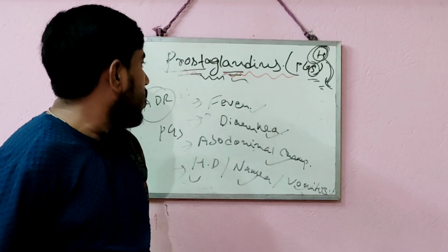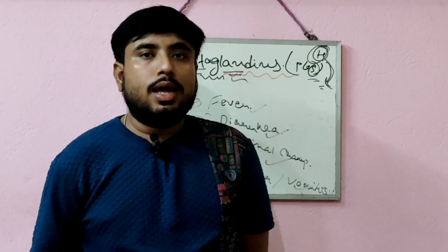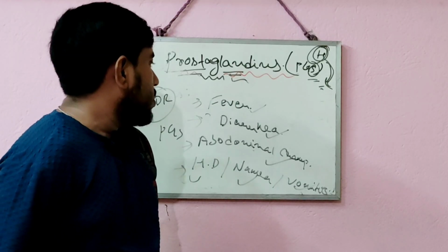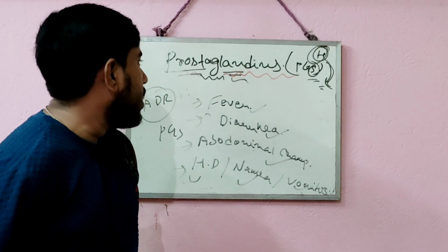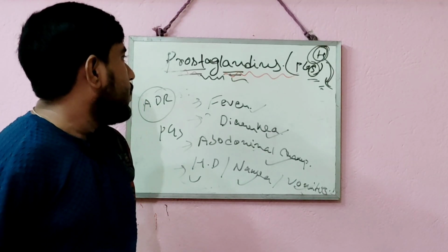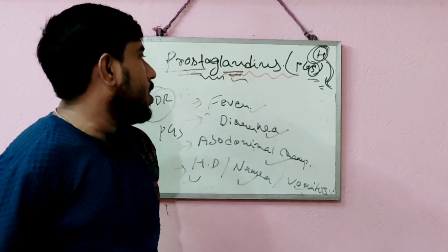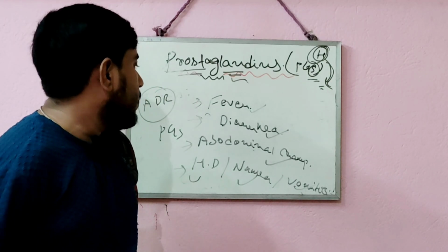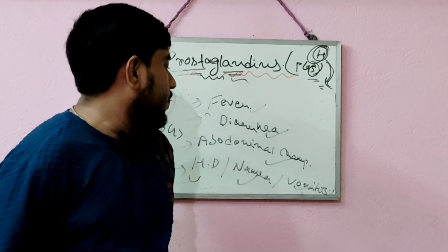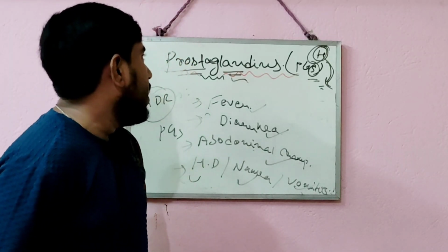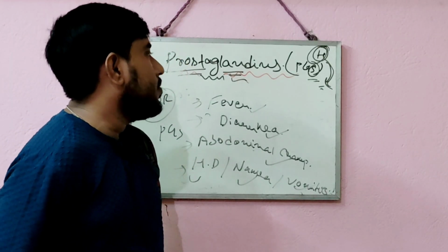Prostaglandin can also be used in the prophylaxis of NSAIDs induced peptic ulcer. And at last we discussed the toxic adverse effects of prostaglandin analogs due to their overuse or prolonged use, which include fever, diarrhea, abdominal pain, headache, nausea, vomiting, etc. So by that I have finished the prostaglandin chapter.